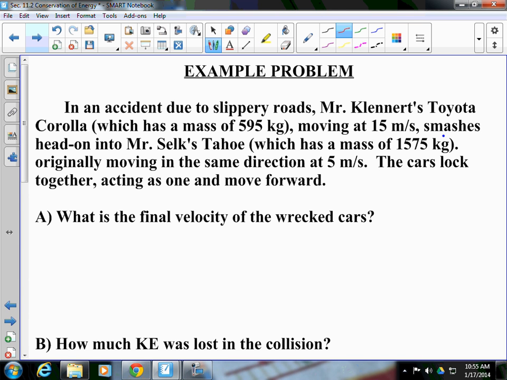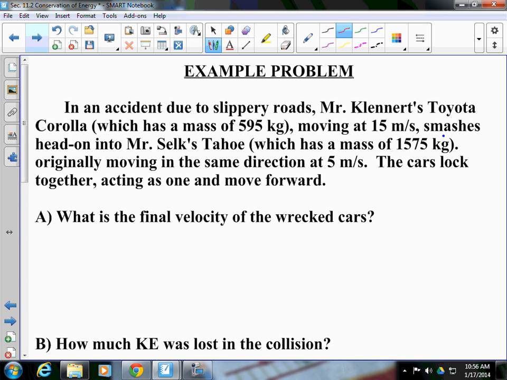In an accident due to slippery roads, my Corolla, which has a mass of 595 kilograms, is moving at 15 meters per second, smashes head-on into Mr. Selk's Tahoe, which has a mass of 1,575 kilograms, originally moving in the same direction at 5 meters per second. The cars lock together, acting as one, and move forward. What is the final velocity of the wrecked cars?